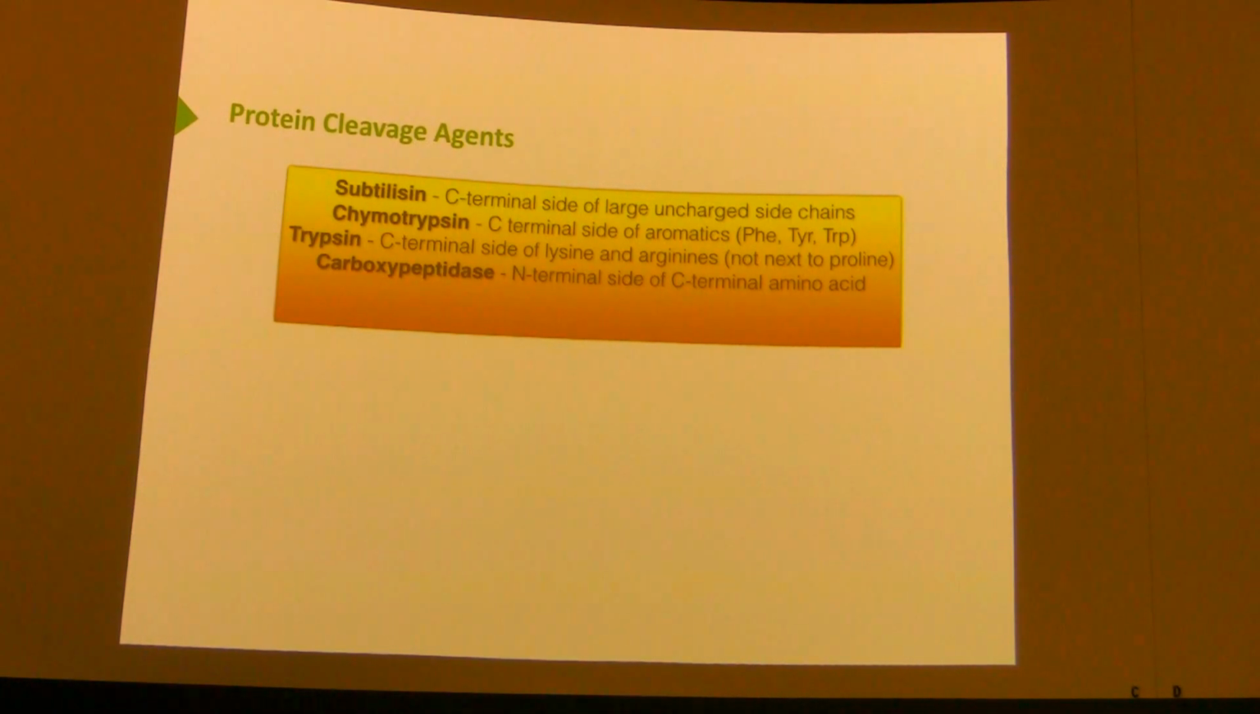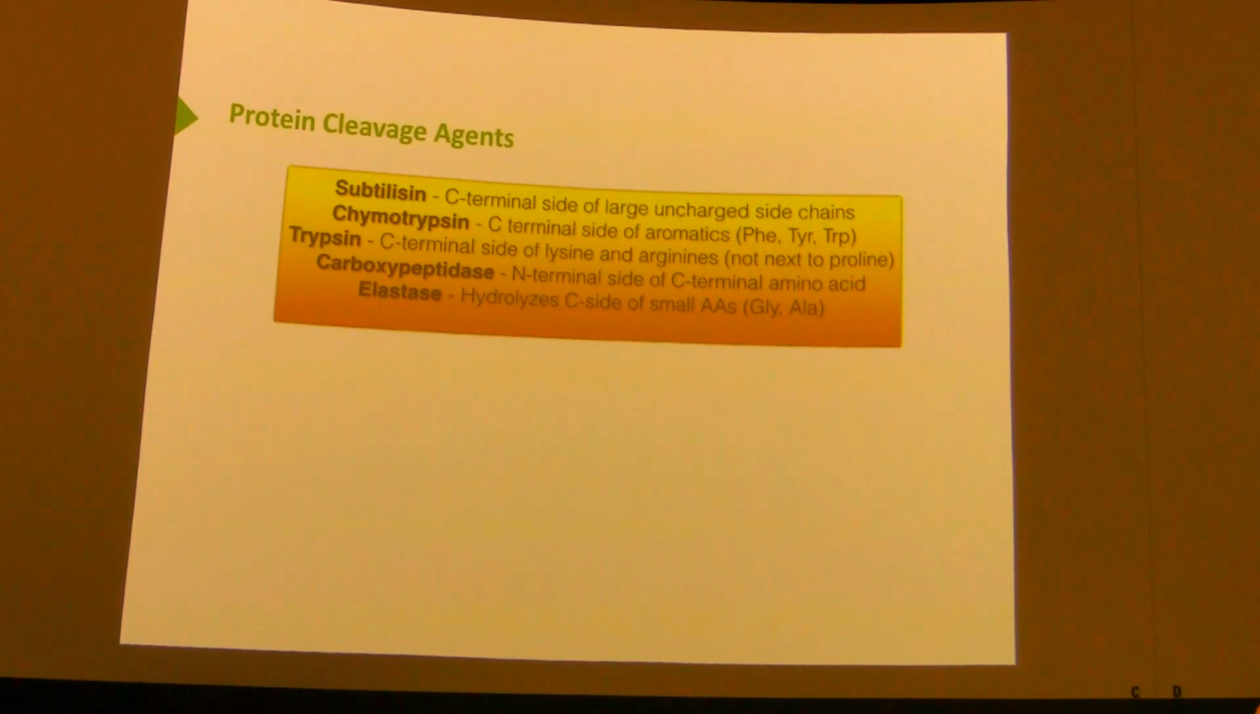Carboxypeptidase cuts on the N-terminal side of a C-terminal amino acid, meaning it starts at the C-terminus and sequentially chops off amino acids, one after the other. That's the one I'll show you here that cuts on the N-terminal side. It's actually a little bit specific, but I'm simplifying the diagram here. We can think of it as not being specific in the sense that all it cares about is that it cuts an amino acid off of the end.